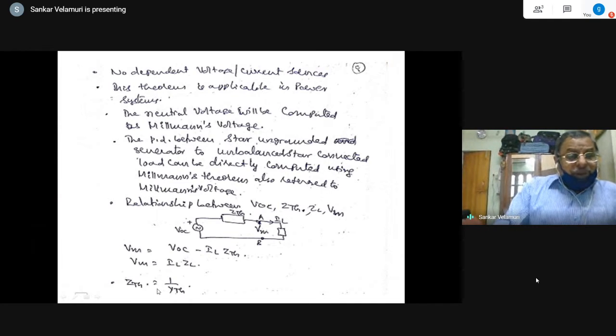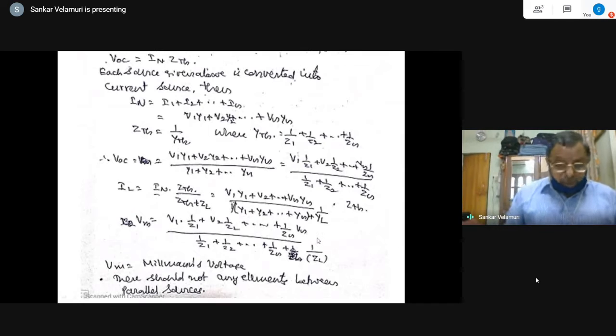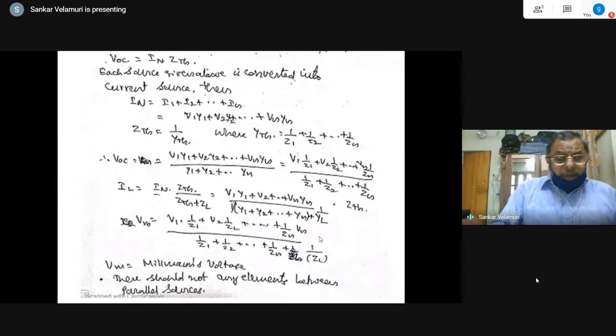So what I mean to say is, now how this Vm can be computed directly: you can see V1 into 1 by Z1 plus V2 into 1 by Z2 plus so on plus Vn by Zn, plus 0 into that. I am taking all the n+1 sources. I am also imagining that there is a current source due to the load also, which is not there. So that means the current generated is 0, it is in shunt. So imagine like that. So that means equivalent to open.